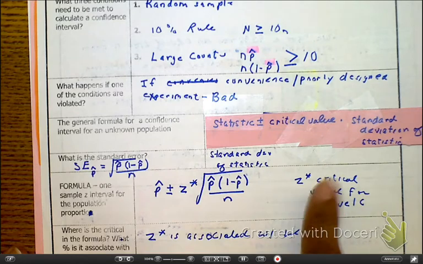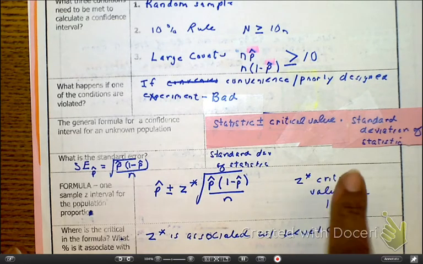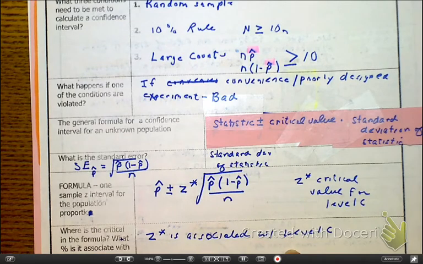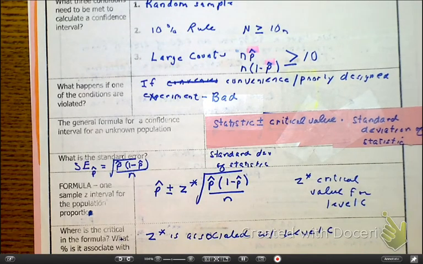The z star, which is referred to as the critical value, is based on the level C. So that's one of the things we're going to be picking up on tomorrow. As I wrap up these notes, have a good day. Go ahead and finish your homework.